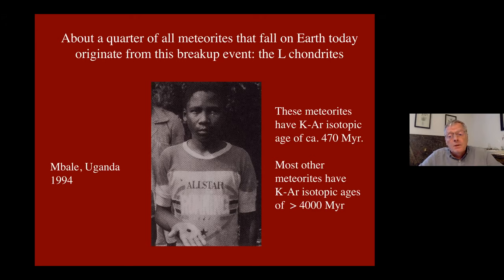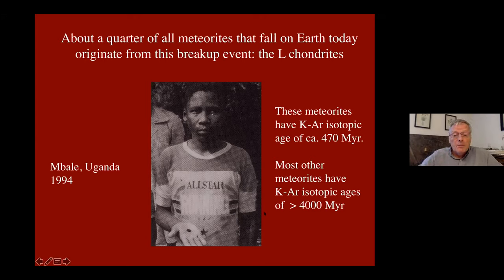And what researchers discovered in the 1960s was that the L-chondrites have a potassium-argon isotopic age of about 470 million years, which is different from most other meteorites that have potassium-argon isotopic ages of about 4,000 million years, going back to the origin of the solar system. And potassium-argon isotopes measure when the potassium-argon system is reset, the isotopic clock is reset, and that is when something experiences high pressure or high temperature and the argon is driven out.